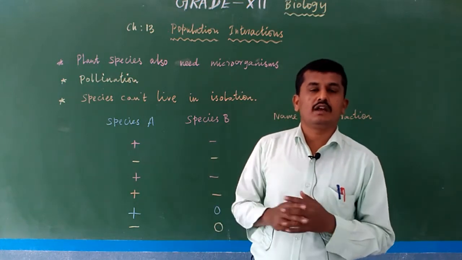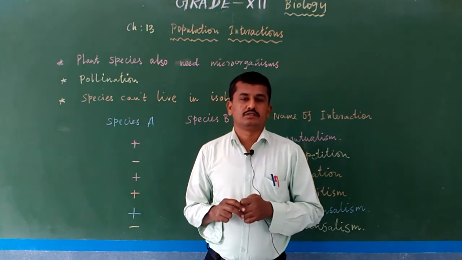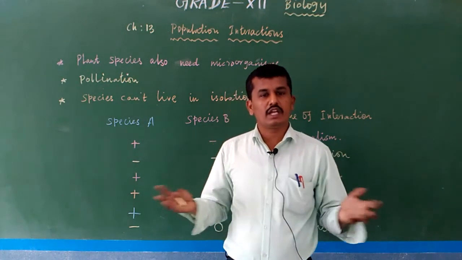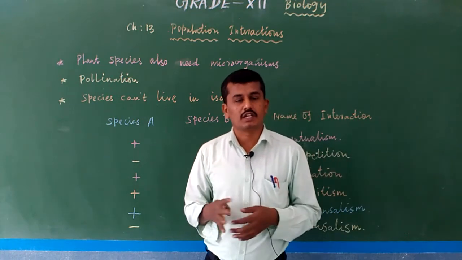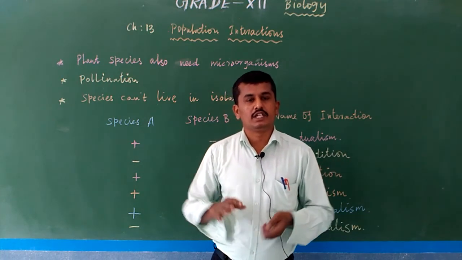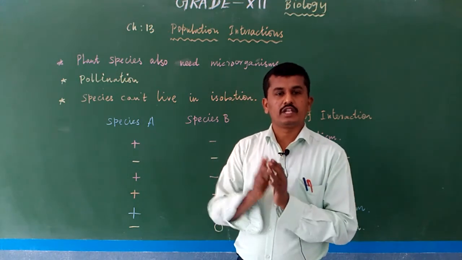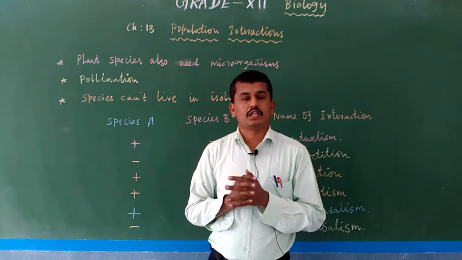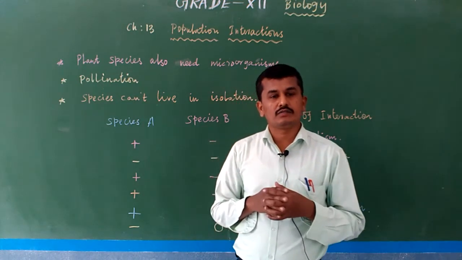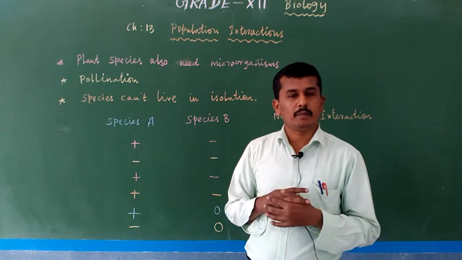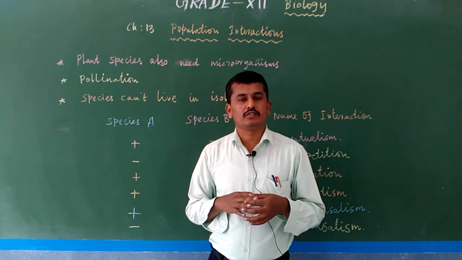In the environment, a single individual is not present. A single individual without any interaction between different organisms is not possible. For example, human beings are compulsorily dependent on some organisms for their food. Even plants are dependent on some organisms. Plants prepare their own food, so how is the plant dependent on other organisms?